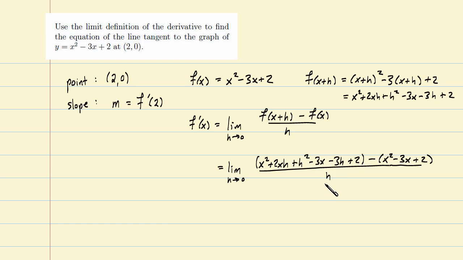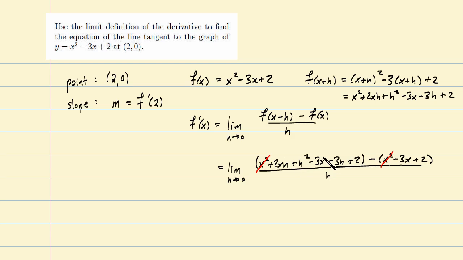Hopefully this h will cancel off with something, presumably a factor of h in the numerator. But of course that presupposes that our numerator is in simplified and factored form. So maybe that's what we should do next. Let's go ahead and simplify this top. Notice we have an x squared minus an x squared. So these two terms cancel off.